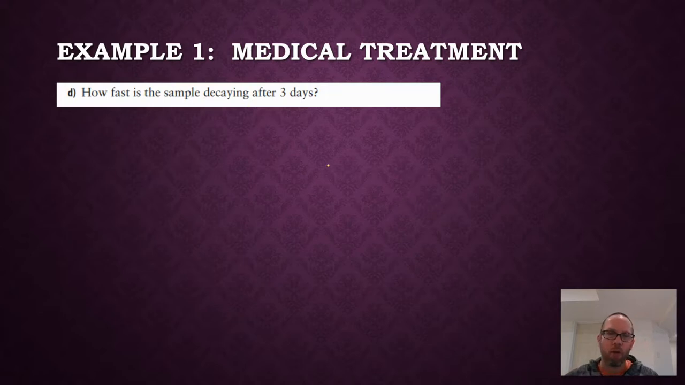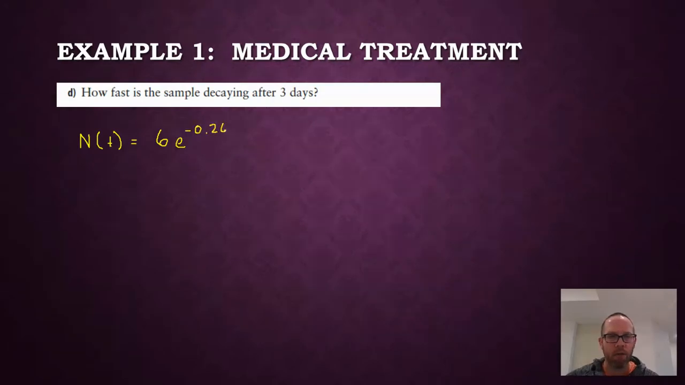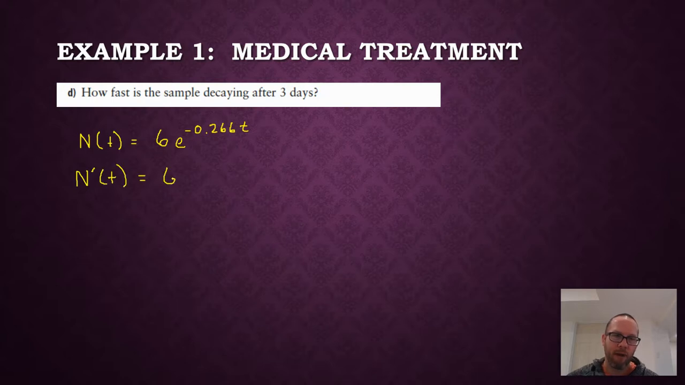So just going to one more time rewrite my function. Again, I think you guys have this several times on your page, but I don't have it on my slide here. Negative 0.266 t. Let's find the derivative. N prime at t. The 6 does not affect the derivative. The derivative of an exponential with a base of e is itself, which is why it's nice to use. Except we have a function in the exponent. We have to multiply by the derivative of that function, which is just negative 0.266. So nice and easy.